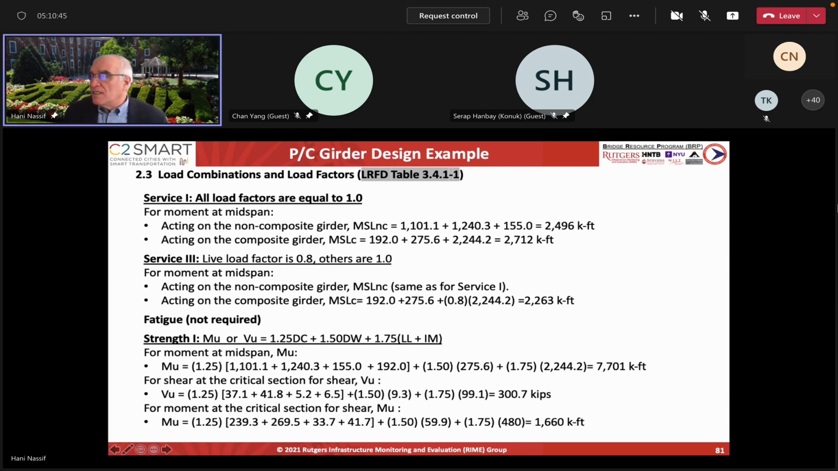And you find out the moment, same as service 1. Here at service 3, the load factor was 1, but here you have to reduce that by 0.8. So now you can see that the moment for service 3 is less. And then for strength, you have the ultimate loads, and you factor them according to dead load, and then you have 1.5 times the asphalt, okay?